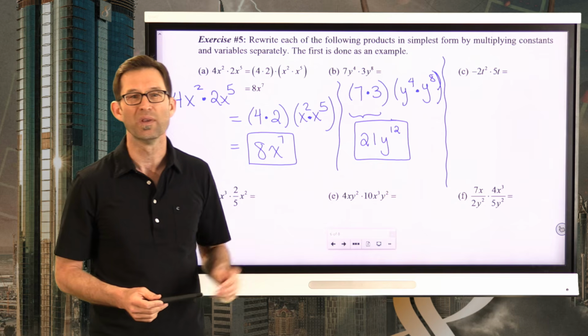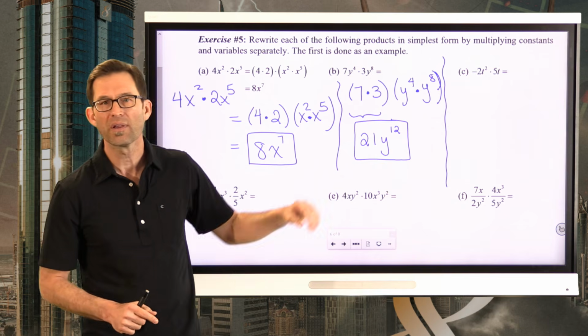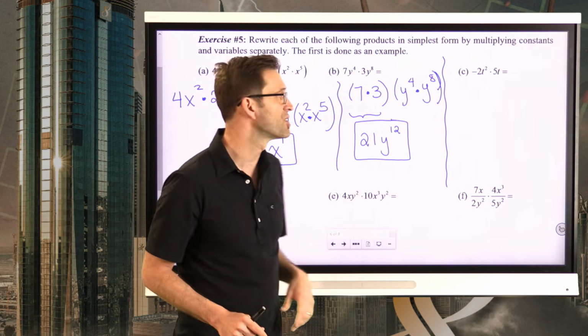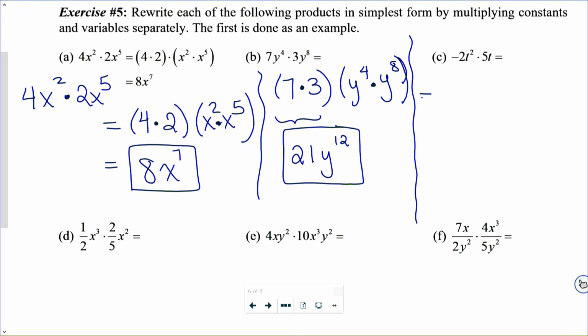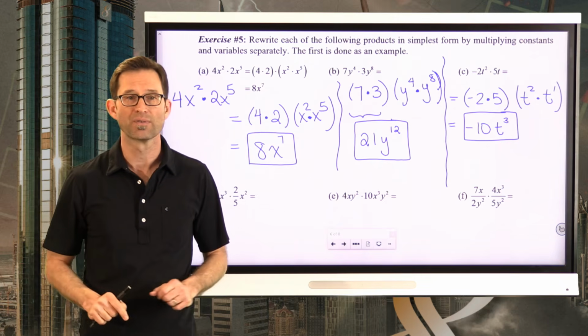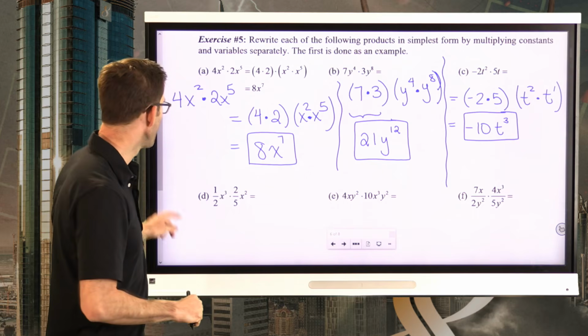Now, of course, I did the two easy ones and left the harder ones for you, but let's go through them. Here, I've got negative 2t to the second times 5t. So I can say that this is equal to negative 2 times 5, all times t to the second times t to the first, if you need to even write that down. Negative 2 times positive 5 is negative 10, and t to the second times t to the first is t to the third, right? Just add their exponents. All right, let's take a look at one that involves fractions.